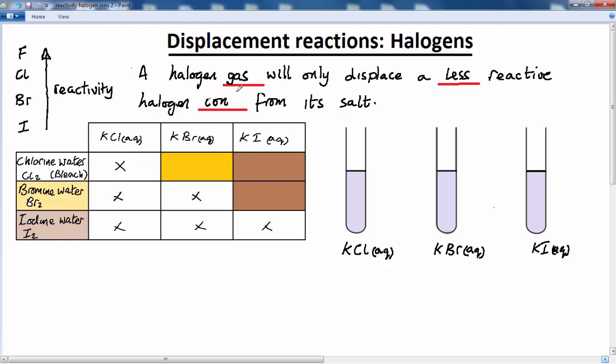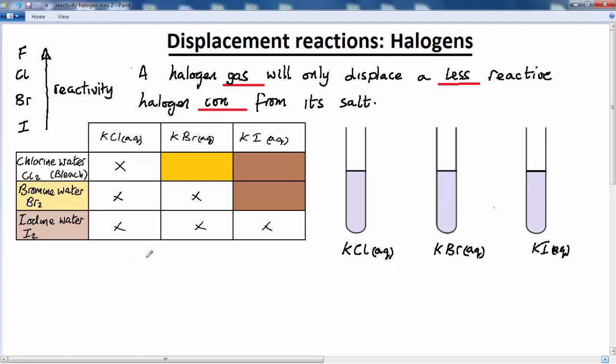Just to emphasize again, we're not actually adding the gas directly to these solutions because the halogen gases are very dangerous indeed. They need to be dissolved in water, which makes them somewhat safer, and then these solutions are added to the salt solutions.